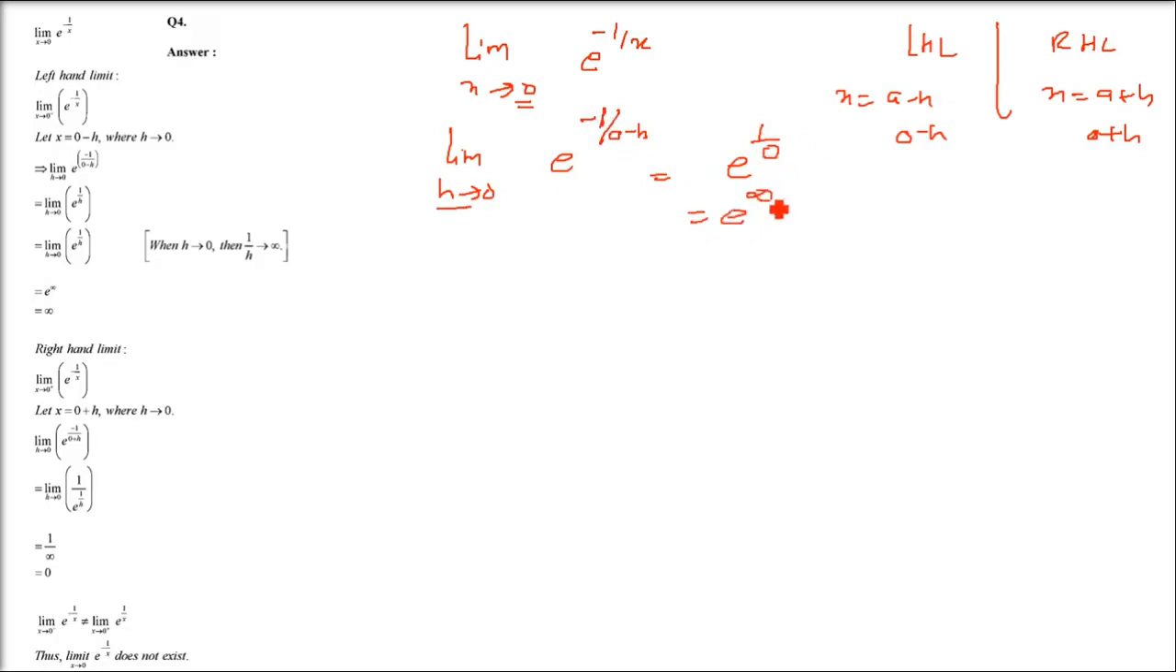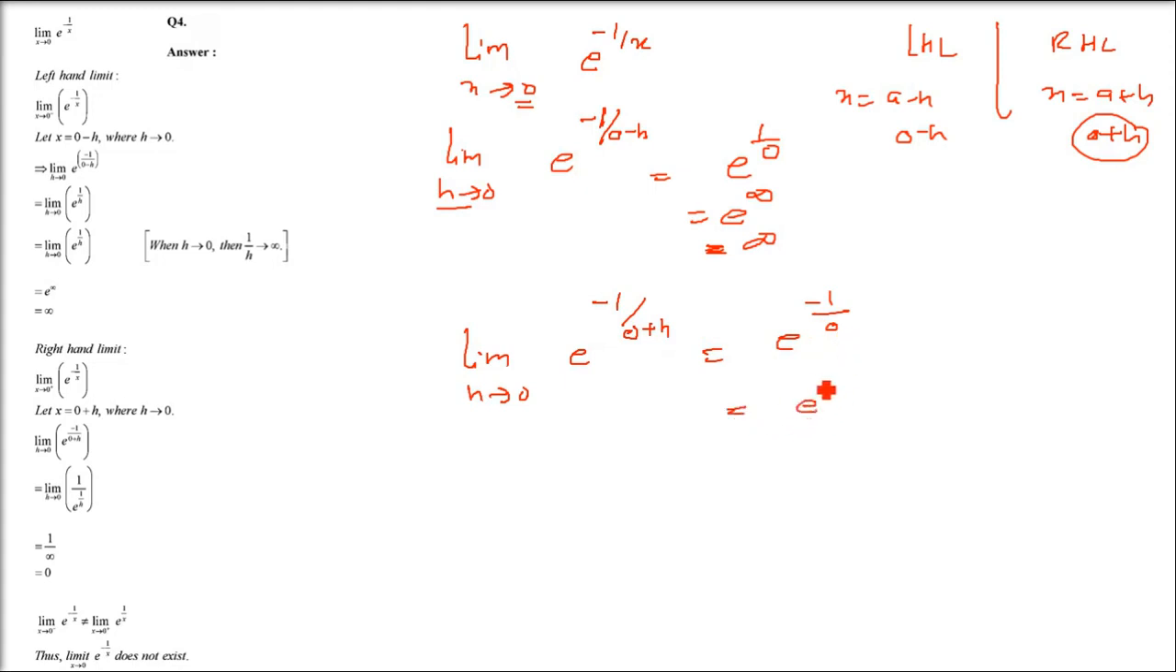And 1 by h, with h tending to 0, is infinite. So 1 by 0 is infinite, so it is e to the power infinite. E is a proper value, 2.718 I guess, and if you raise it to infinity, it is infinite. Now coming to the right hand side, we have e to the power minus 1 by, in place of x I am putting 0 plus h. So it is e to the power minus 1 by h, which is e to the power minus infinite.